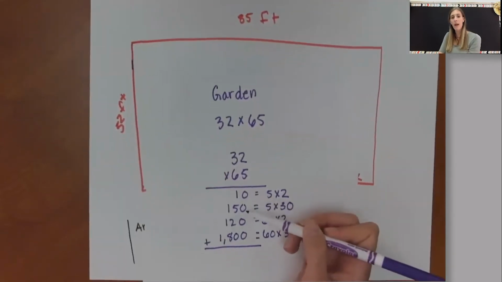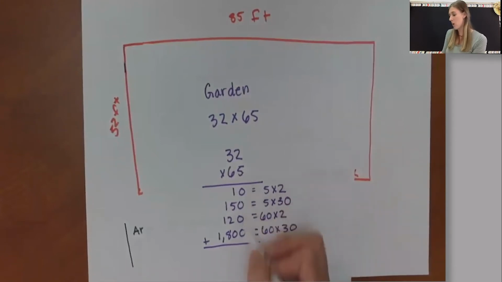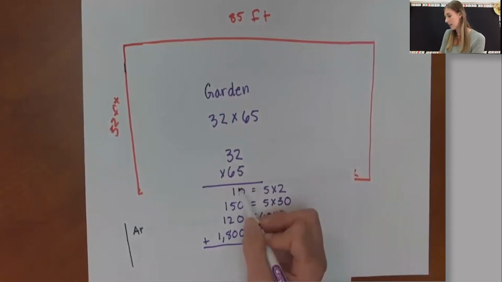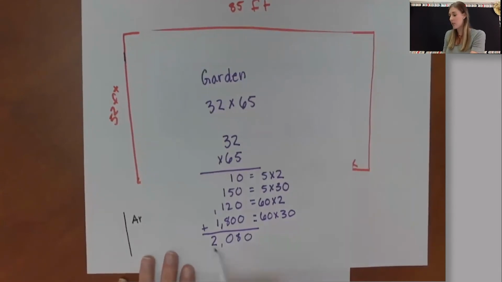Notice I kept my place values lined up so that when I'm ready to add my partial products together, I can do so easily. Ones, tens, hundreds, and my thousands. So we can see that the area of the garden is 2,080 feet squared. So I'm going to go ahead and record that information.